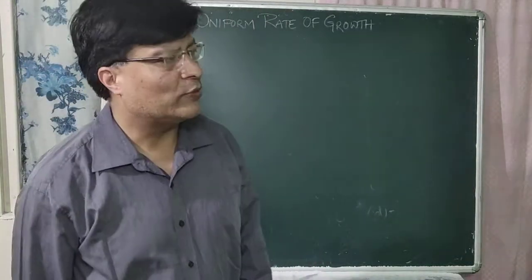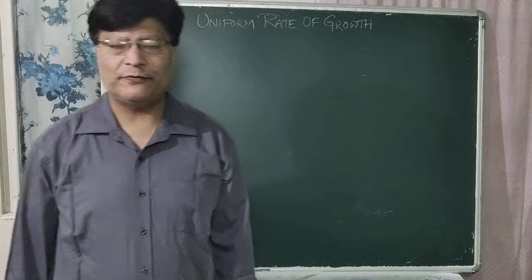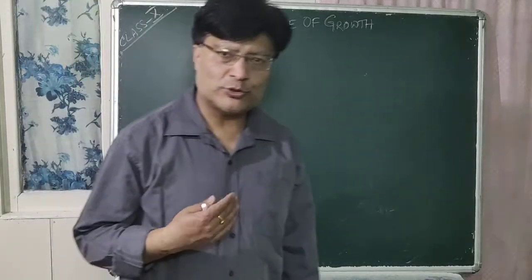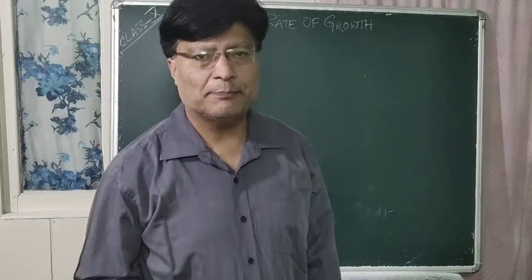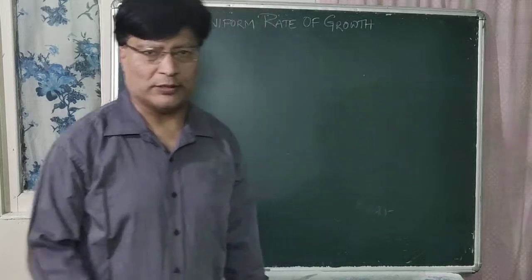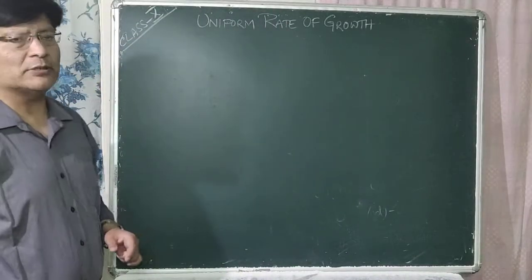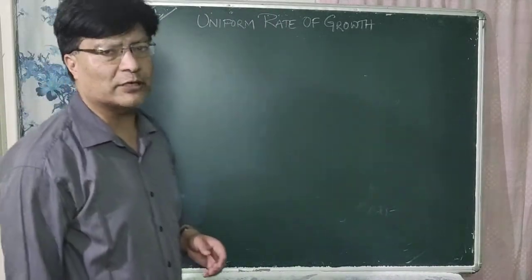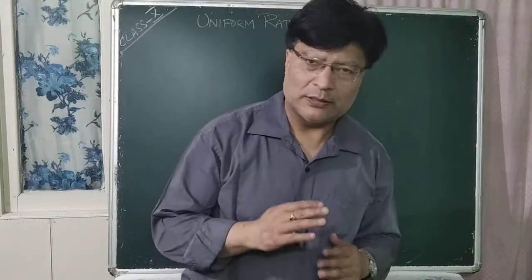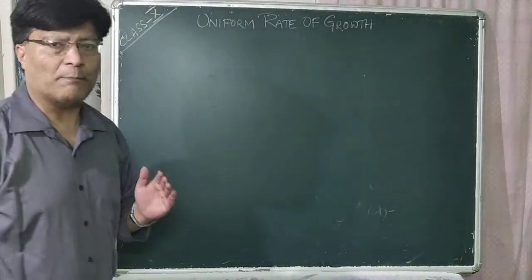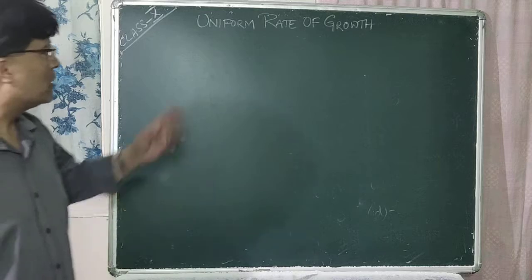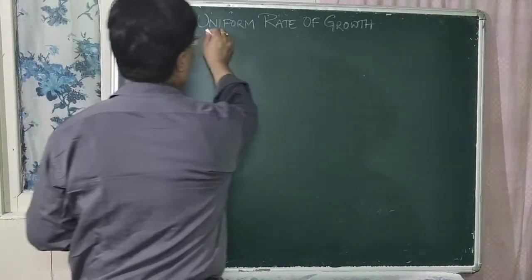So far we have covered theory of quadratic equation, how to solve quadratic equation, simple interest and compound interest. So this is the new chapter now. This is the uniform rate of growth. Actually, this is the application of compound interest. Okay. So uniform rate of growth.